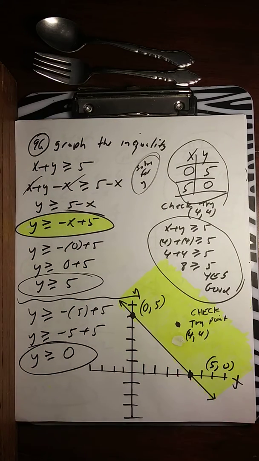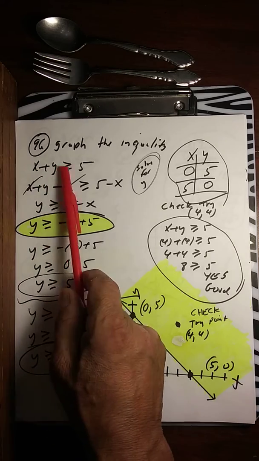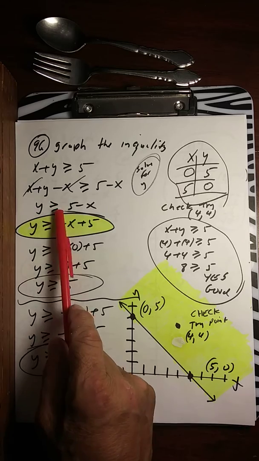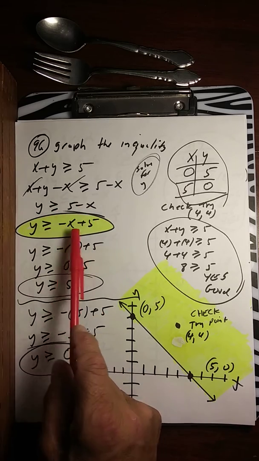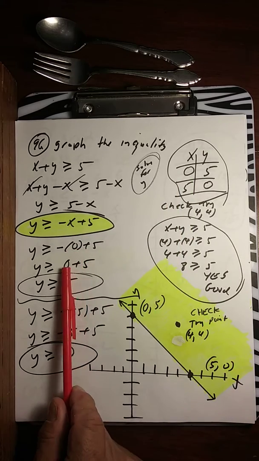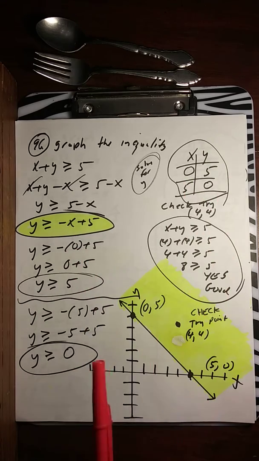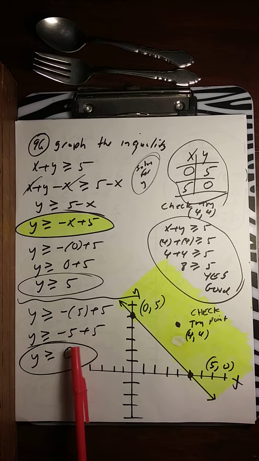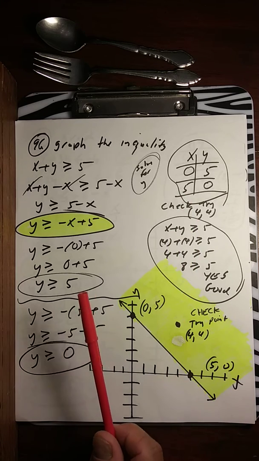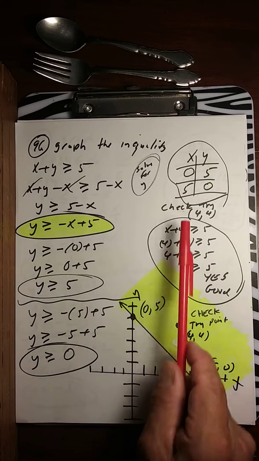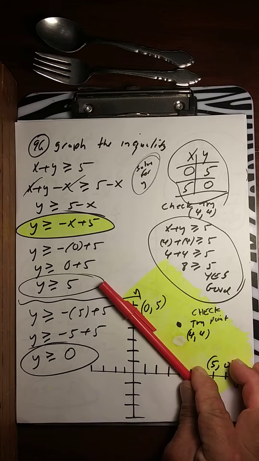Alright, let's graph this inequality. X plus y is bigger than or equal to 5, so let's solve for y first. Let's go minus x, y is bigger than or equal to 5 minus x, y is bigger than or equal to negative x plus 5. So now, put some numbers in here. For 0, 0 plus 5 is 5, so we've got the point 0, 5. Put 5 in there: negative 5 plus 5 is 0, so we have the point 5, 0. There's a line right there.